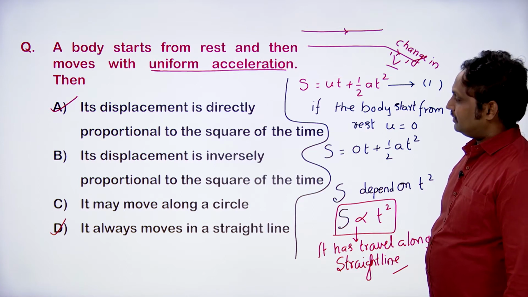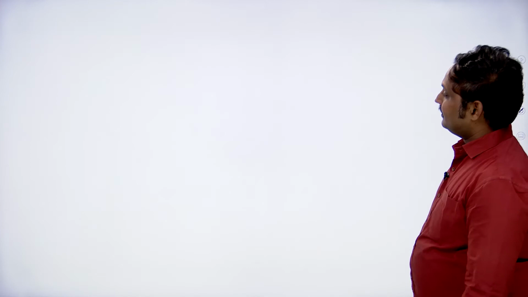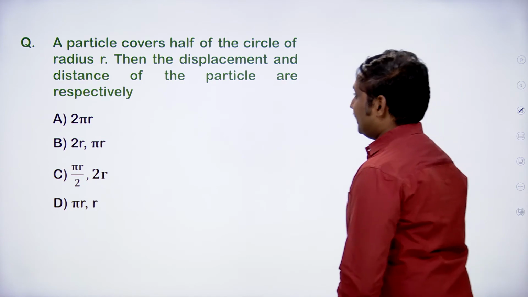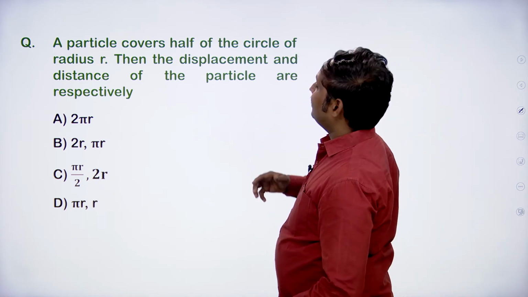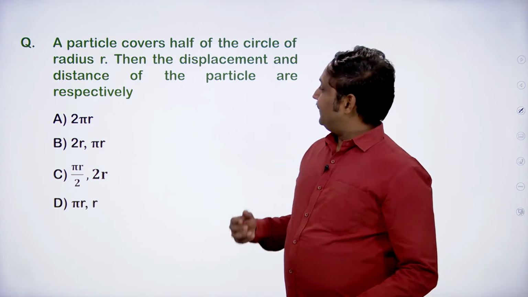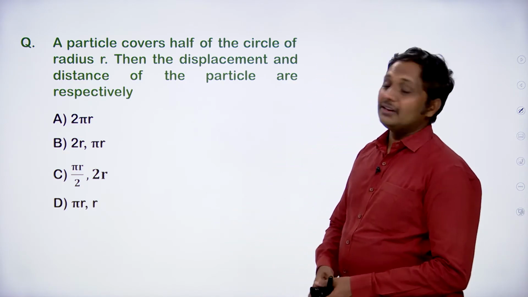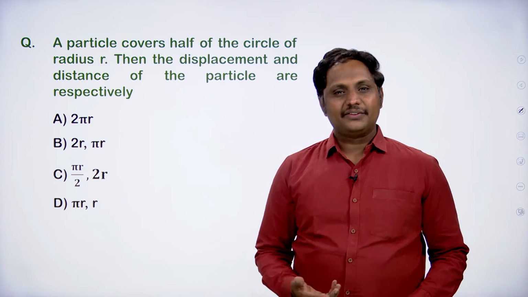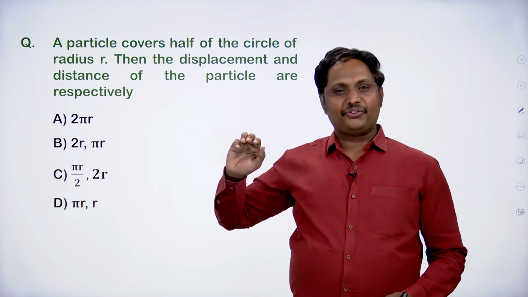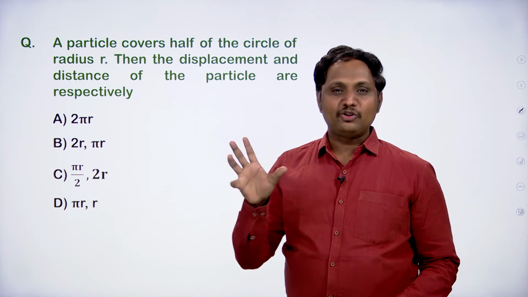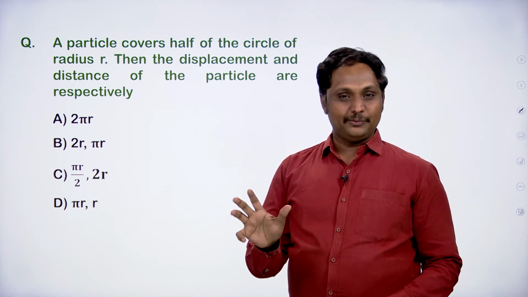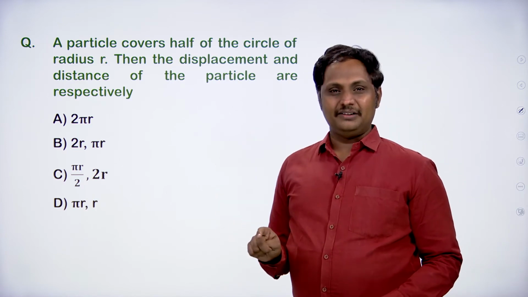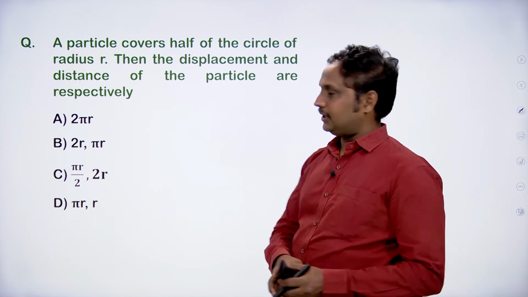Let us go for another one. This is the basic model question. A particle covers half of a circle of radius r, then the displacement and the distance of the particle are respectively. What we discussed at the beginning of this class, in case of straight line 1D motion, the magnitude of the distance and displacement both are going to be the same. Here the particle covers half of the circle, half of the revolution.